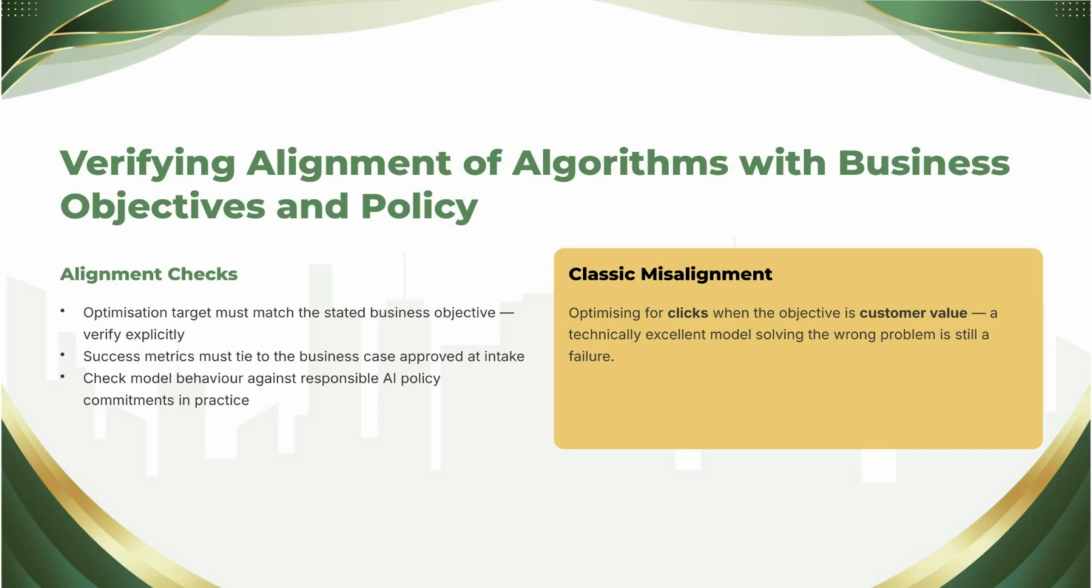The responsible AI policy, remember Chapter 5, declares principles like fairness and human oversight. Does the model's design honor them, or does the optimization quietly work against them? A pricing model maximizing revenue per customer might individually exploit exactly the vulnerable customers the policy promises to protect. That's a policy breach wearing a mathematics costume, and connecting documents to code is precisely the auditor's craft.